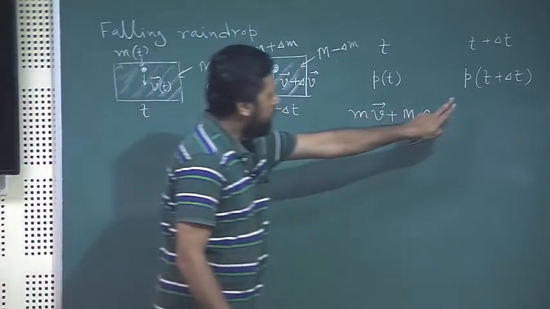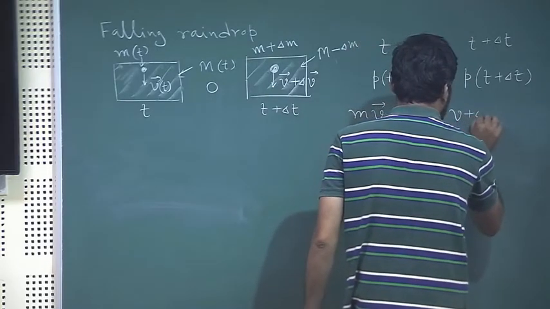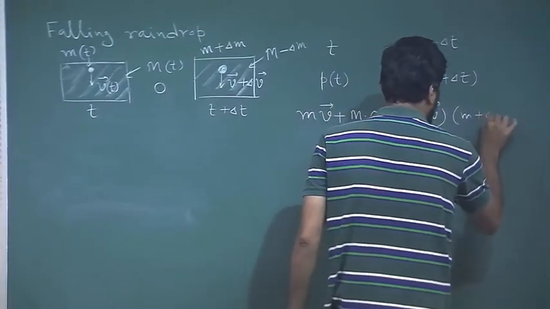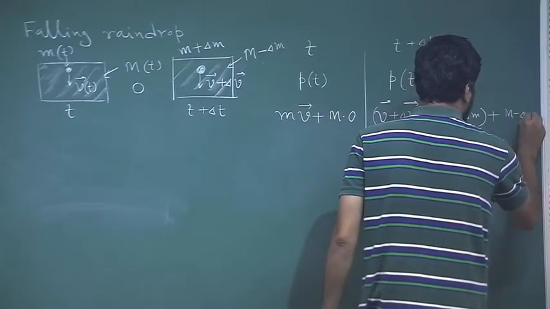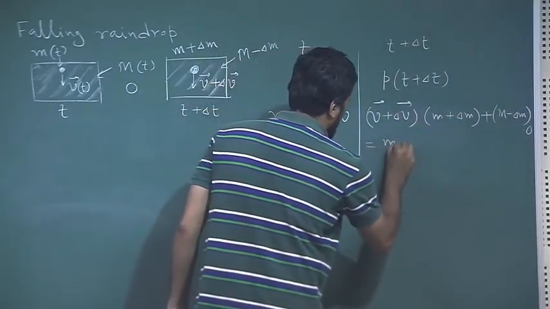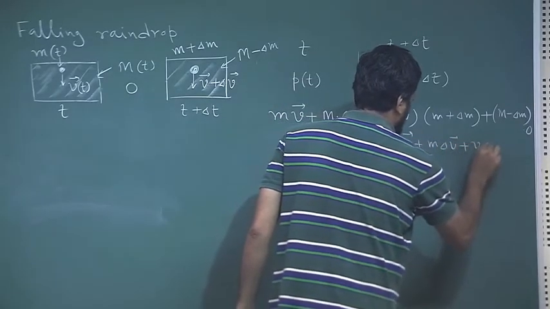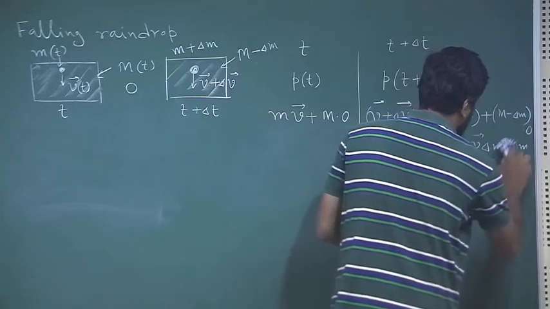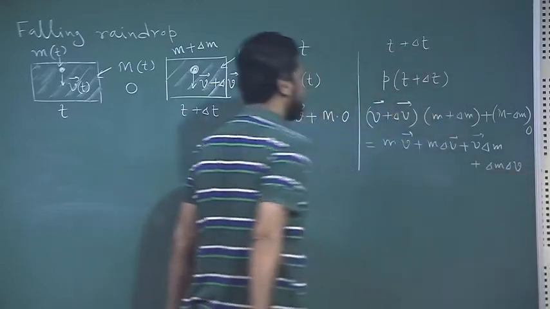Okay. Now, for this time point, the net momentum is v plus delta v, again vector, into m plus delta m, once again M minus delta m, which will be multiplied by 0. So, essentially this is m v plus m delta v plus v delta m plus delta m delta v.